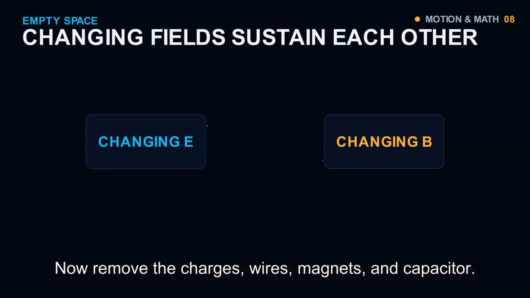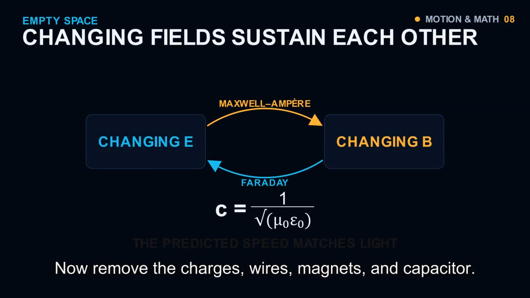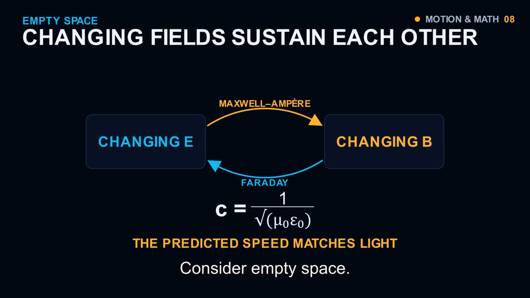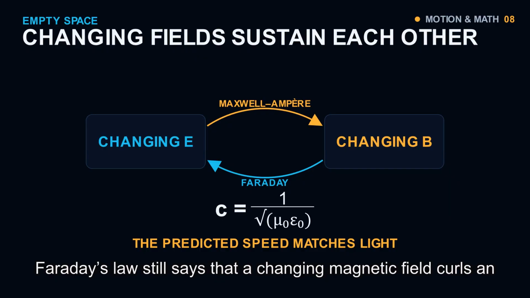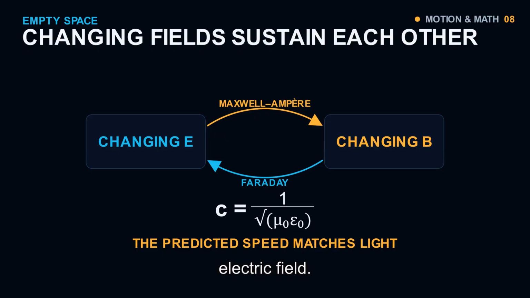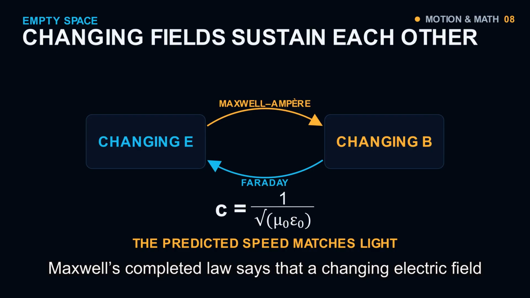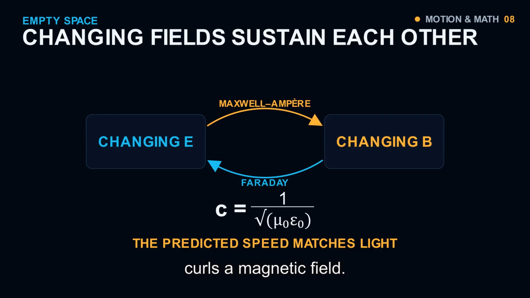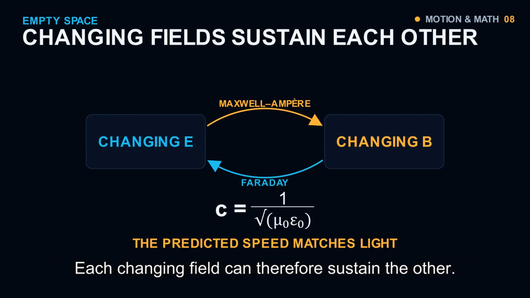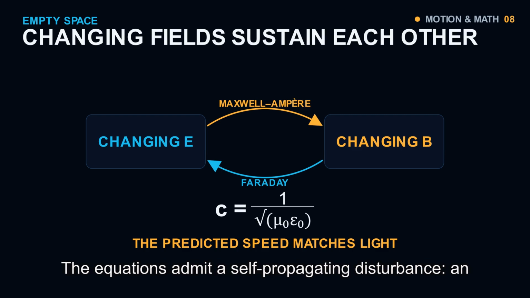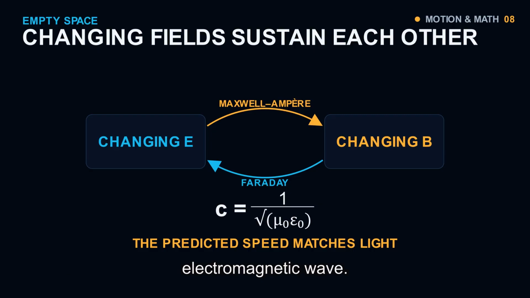Now remove the charges, wires, magnets, and capacitor. Consider empty space. Faraday's law still says that a changing magnetic field curls an electric field. Maxwell's completed law says that a changing electric field curls a magnetic field. Each changing field can therefore sustain the other. The equations admit a self-propagating disturbance, an electromagnetic wave.